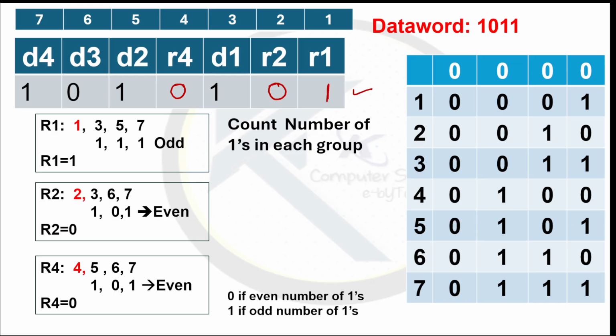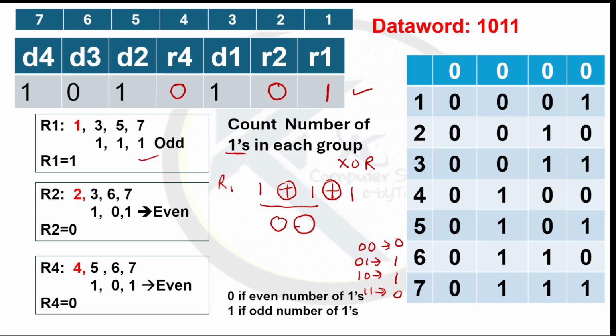One more important thing. Here we were counting the number of ones in each group. How does a computer perform this operation? It performs the XOR operation. So let us see for R1, right? It is 1 XOR 1 XOR 1. Now for XOR we know 0 0 is 0, 0 1 is 1, 1 0 is 1, and 1 1 is 0. So 1 1 is 0, XOR 1, that will give me 1. So the answer is 1 over here, right?